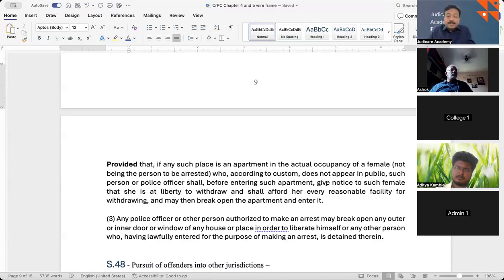So in that case, the person becomes herself or a culprit. Subclause 3 says any police officer or other person authorized to make an arrest may break open any outer or inner door or window of any house or place in order to liberate himself or any other person who, having lawfully entered for the purpose of making arrest, is detained therein.